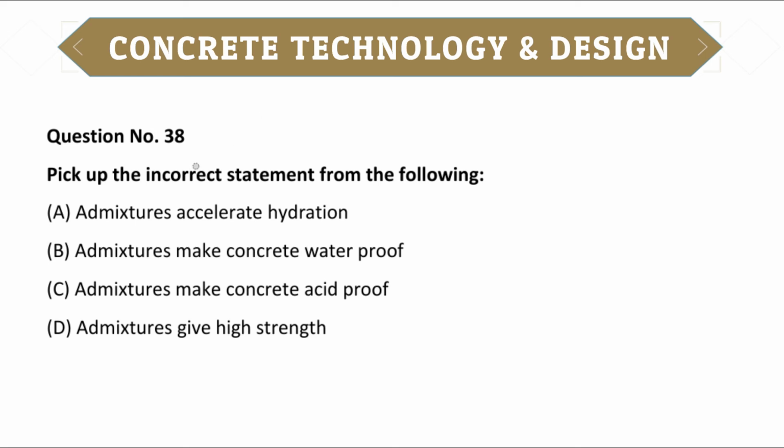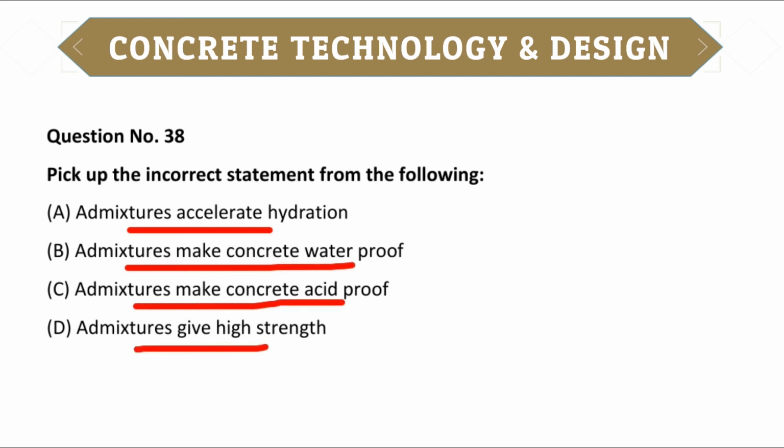So next question, pick up the incorrect statement from the following. Option A, admixtures accelerate the hydration. Option B, admixtures make concrete waterproof. Option C, admixtures make concrete acid proof. Option D, admixtures have high strength. So the correct answer is option A, admixtures accelerate the hydration.